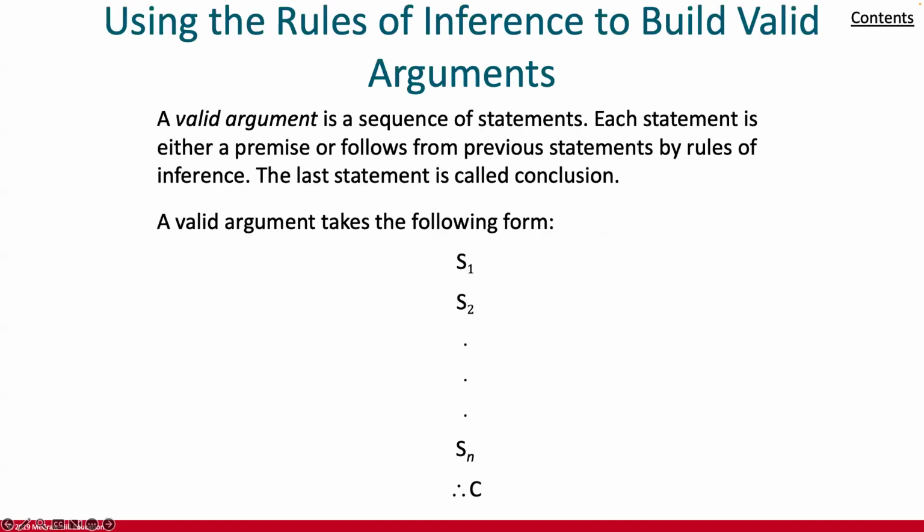We can also get into using the rules of inference to build valid arguments. A valid argument is a sequence of statements. Each statement is either a premise or follows from previous statements by rules of inference. The last statement is called the conclusion. And so a valid argument takes the following form. Here we have all these statements, and then we get to the bottom where we have, therefore, a conclusion.